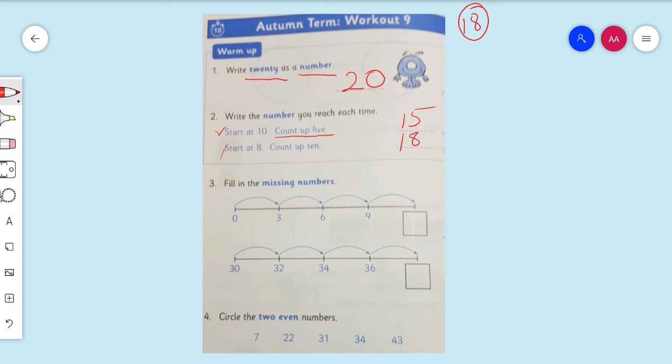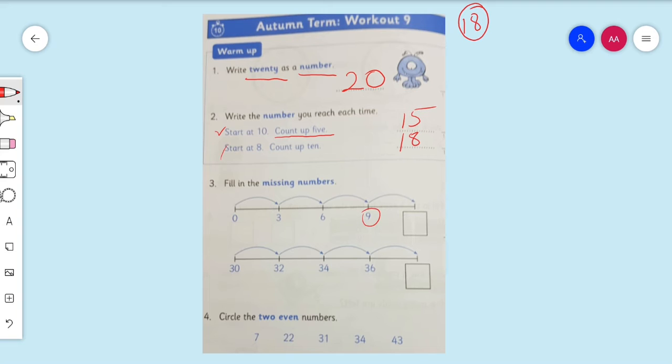Question number 3. Fill in the missing numbers. So the first one is starting from 0, going up to 3. So it means the number is increasing. The second one from 3 to 6, again the number is increasing. And then 6 to 9, the number is increasing. This shows that the last number will be more than the second last number, which is 9.